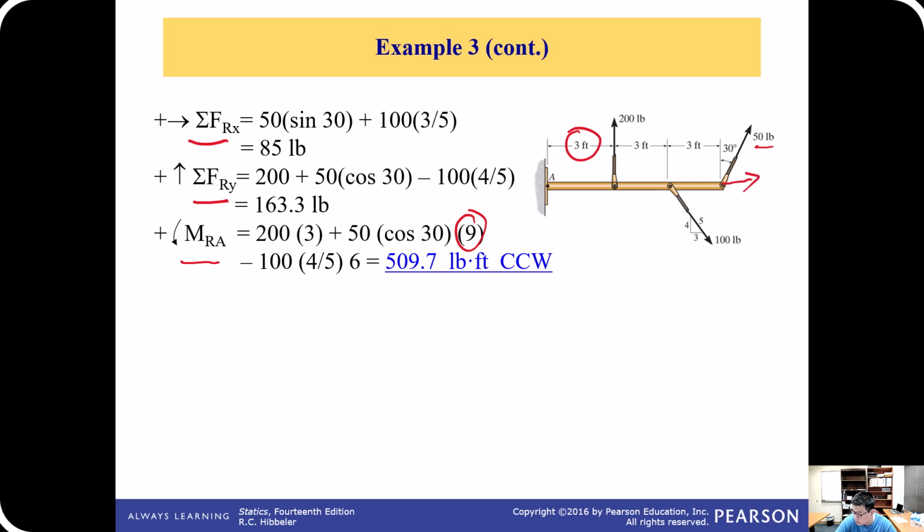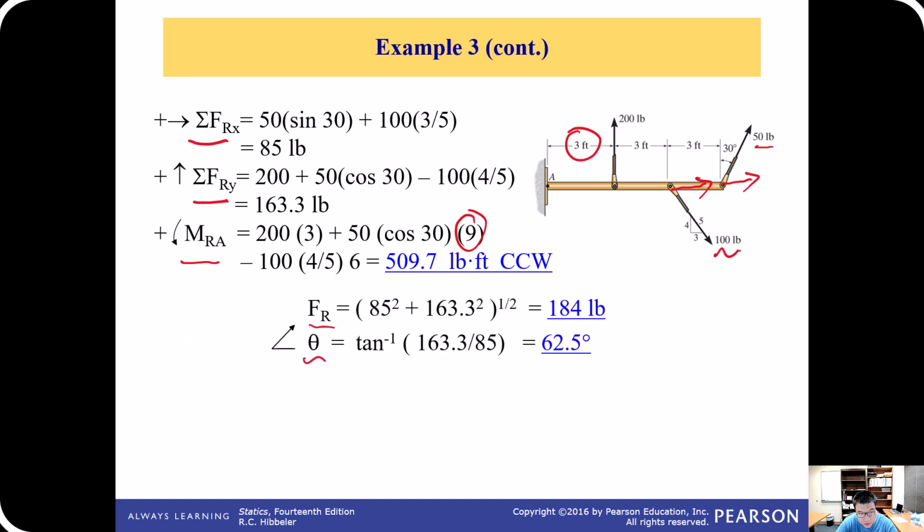It also has a component in the x direction, but however, point A is just on the x component's line of action, which means the distance will be 0 and then the moment will be 0. Same thing for the 100 lb. We don't consider its component in the x direction when we are calculating the moment. And then we solve for FR and theta. That's something we already discussed before.